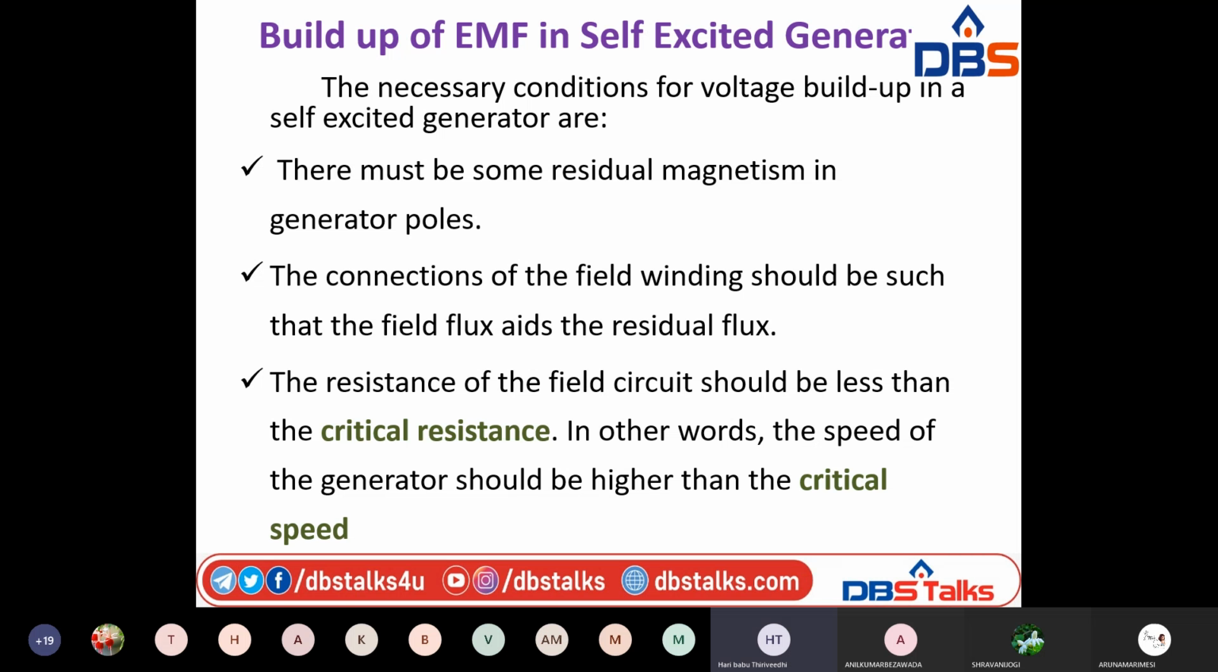Next, the resistance of the field circuit should be less than the critical resistance. So the field circuit resistance must always be less than the critical field resistance, and the speed greater than the critical speed. So these are the main conditions.